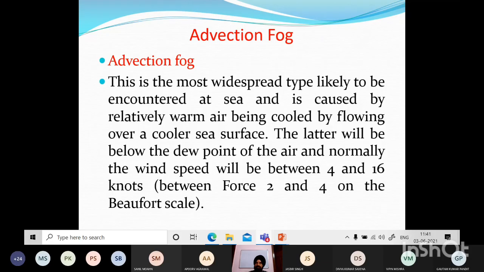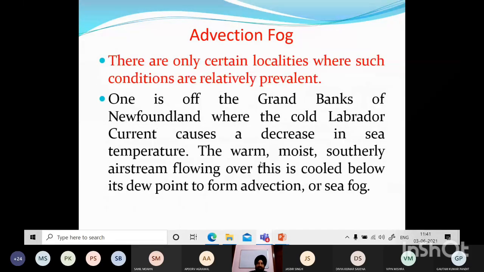Now if your sea surface is cool and the air is warm, so naturally you will find this fog formation. How? The latter will be below the dew point of the air, isn't it? After sea surface it is cooler, so now it is below the dew point of the air which is blowing up, which is pretty warmer air. So that's why if the dew point is below, and normally the wind speed will be between 4 to 16 knots, about force 2 to 4, and you find this fog taking place. Now there are only certain localities where such conditions are relatively prevalent.